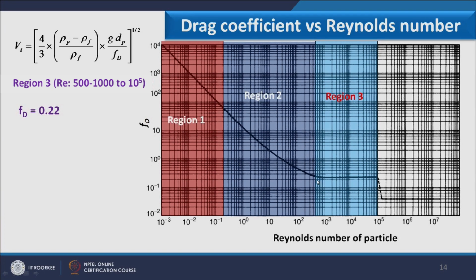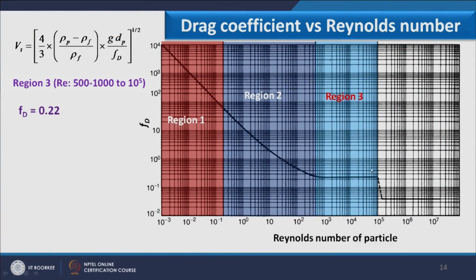So, in this case it is approaching turbulent flow, where the velocity is so high that it will not change with the surface significantly. The flow will move over the particle and it will not put significant drag or significant resistance in the path of the flow of the particle. Therefore, in region 3 we have considered Fd as constant, which is equal to 0.22.